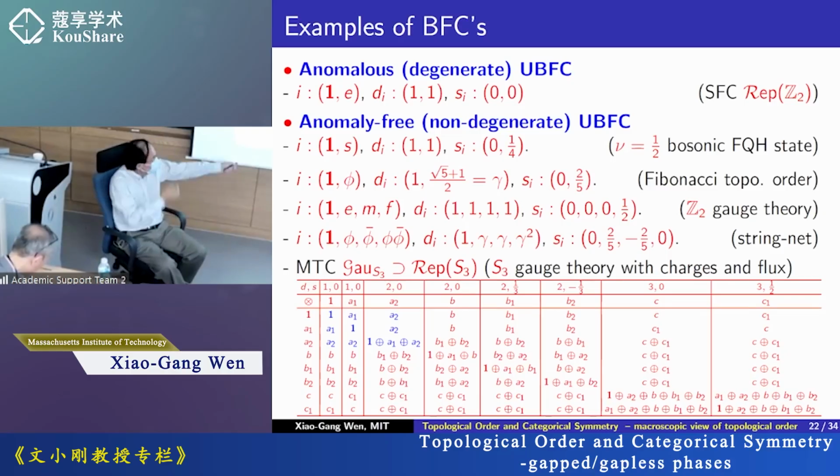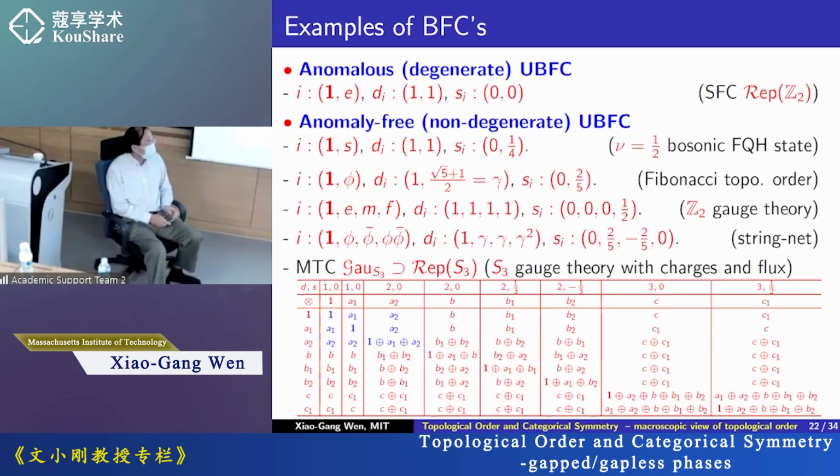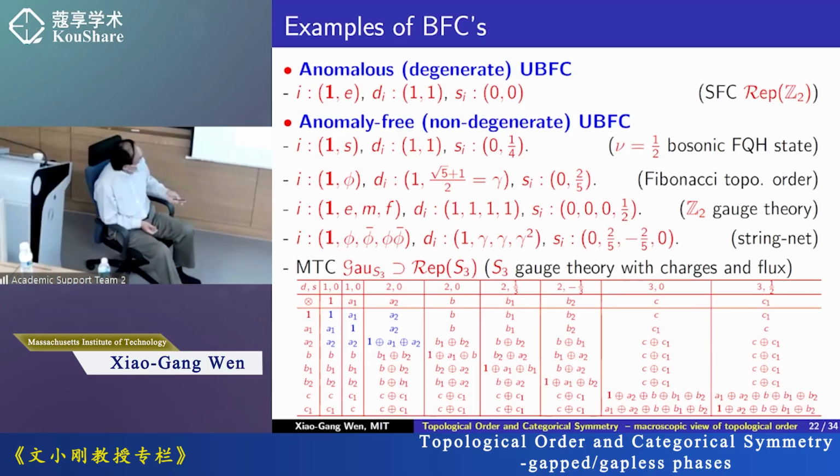Here we list their quantum dimension and topological spin, and this N_ijk describes the fusion rule. This gives you some examples, and this one is also anomaly free.